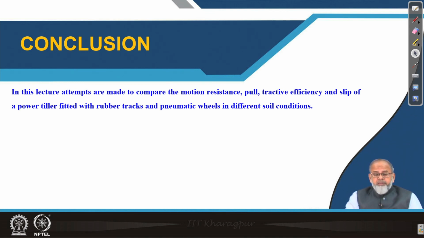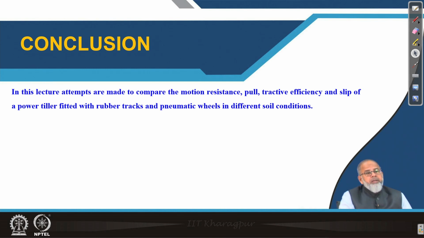The main reason why the tracks are performing better than the wheels is the contact area. Higher the contact area, for the same load, the ground pressure is less, hence less compaction, hence less rolling resistance. Hence the thrust which is developed will consume only a lesser amount of power to overcome the rolling resistance. Hence more power of the pull is available.